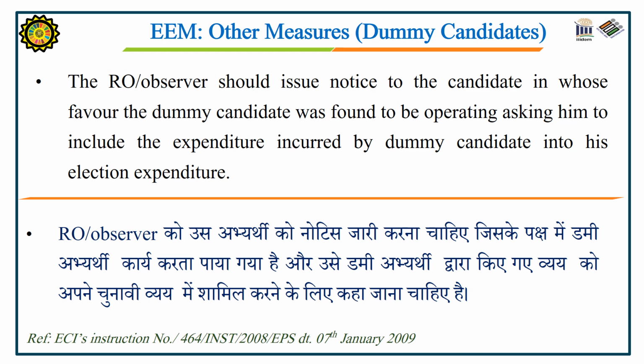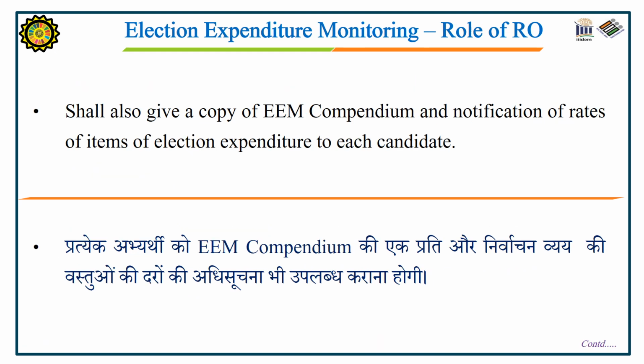The returning officer or the observer should issue notice to the candidate in whose favor the dummy candidate was found to be operating, asking him to include the expenditure incurred by the dummy candidate into his election expenditure. They shall also give a copy of election expenditure compendium and notification of rates of items of election expenditure to each candidate.